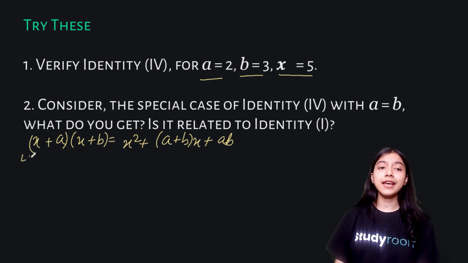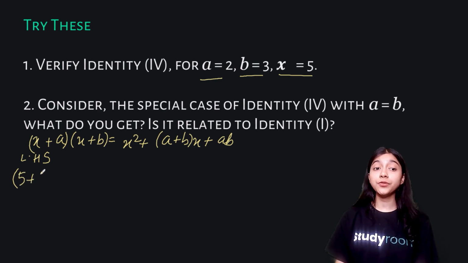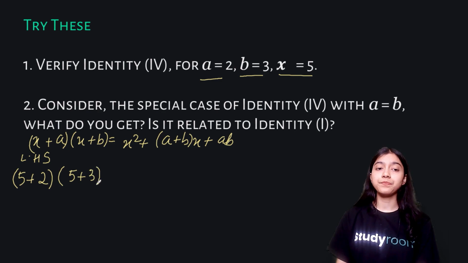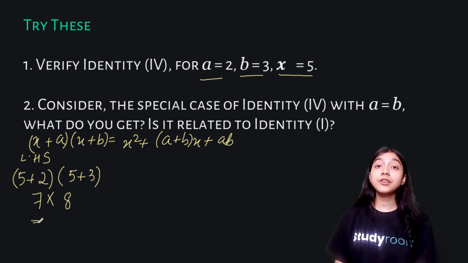So, I'll take LHS and put the following values. The value of x that I have to put is 5, a is 2 and b is 3. So, I'll put (5 + 2), again the value of x over here is 5 and the value of b is 3, multiplied with (5 + 3). 5 plus 2 gives us 7 and 5 plus 3 gives us 8. Now 7 into 8 gives us 56.